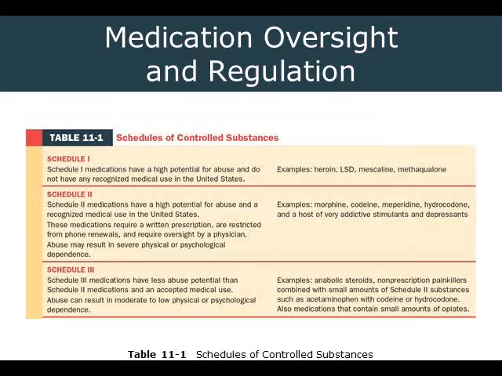Now, we have some controlled substances. You'll find this on page 268 in your textbook. This is the 5 levels of scheduled drugs, and scheduled drugs are also called controlled substances. The scheduled drugs are based off of how addictive they are, as well as how potentially beneficial they are.